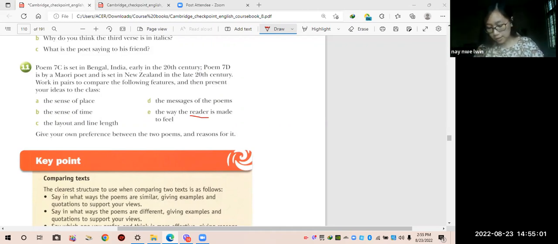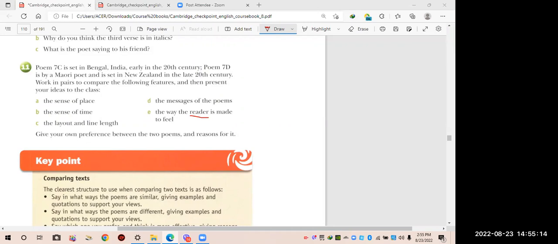Okay, so that will be the answer for me. So the way the reader is meant to feel is quite similar. The poem can create a sense of nostalgia. Got it? Yes. Yes. Yes.